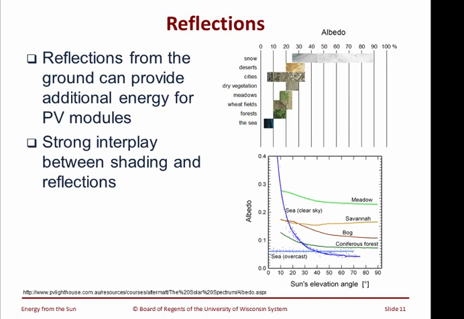Reflections from the ground can also provide additional energy for PV modules. This is typically parameterized by a single value called the albedo. The upper right-hand figure shows the albedo for different types of ground cover, snow, desert, cities, etc. And there's a strong interplay, of course, between shading and reflections, because for space constrained, where the modules are very close together, there's a very small impact of albedo on the total energy generation, whereas if you just had a single row of modules, this actually might be a much larger impact.